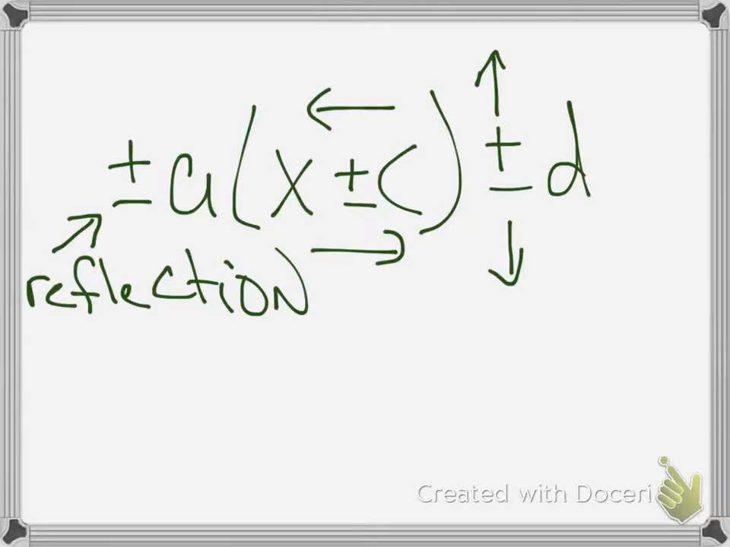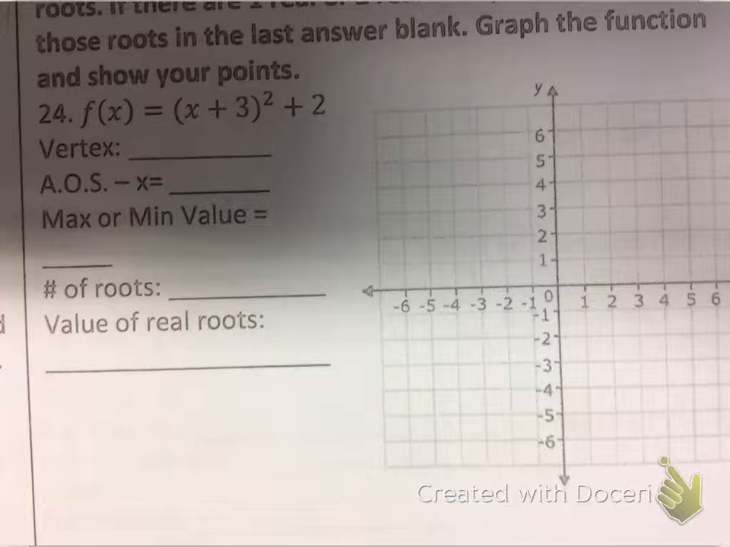the negative tells us about a reflection. Inside the parentheses, a plus tells us to go to the left, a minus tells us to go to the right. A plus outside the parentheses will tell us to go up, and a minus will tell us to go down. So in this one, this plus 3 tells me to go to the left instead of the right, actually to the left 3, but then go up 2. So if I go to the left 3 and up 2, I'm over at this point right here. So that would be your vertex, and you can see that vertex is negative 3, comma 2.